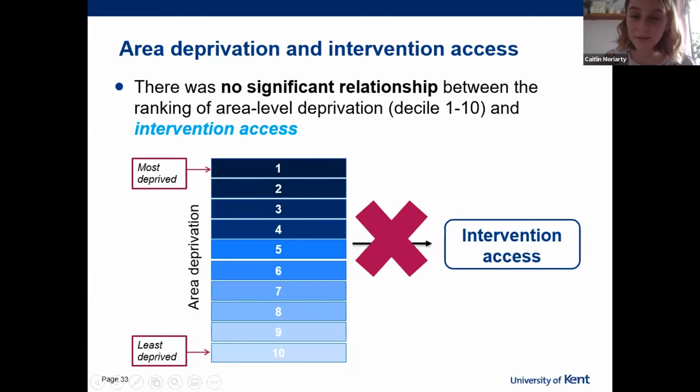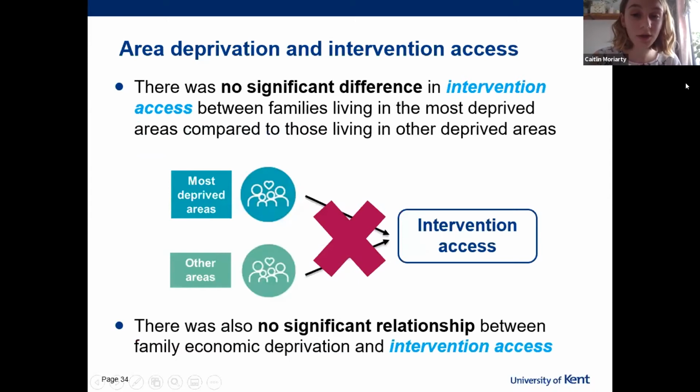Yes, so in terms of area deprivation and families' intervention access, our findings show that there was no significant relationship between the area deprivation ranking of the family's local area and whether they accessed early interventions. There was also no significant difference in access to early interventions between families living in the most deprived areas and those living in the least deprived areas. And there was also no relationship between family economic deprivation and early intervention access. So for families in our sample, area deprivation did not seem to impact intervention access.